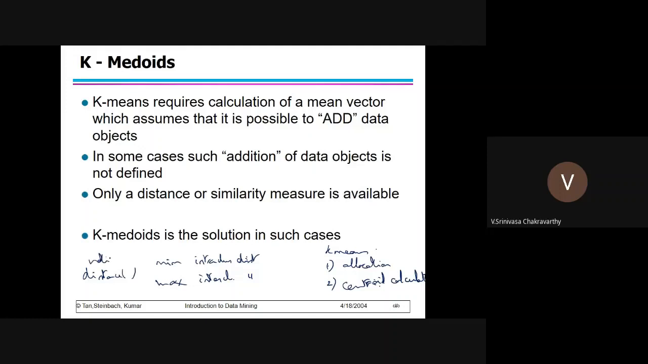Right, notion of distance. The thing is, I can have a notion of distance even when the data points are not vectors. So for example, if I have two sequences, I can have a notion of distance. There are ways of defining distance between two sequences.